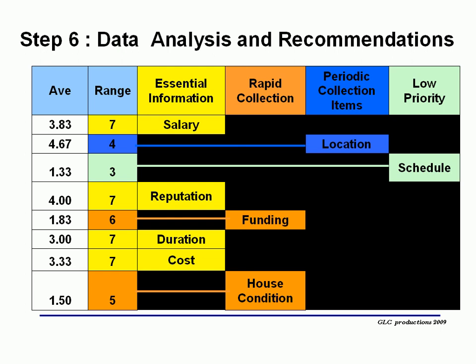The table identifies salary, reputation, duration, and cost as essential information items, funding and house conditions as rapid collection items, and location and schedule as periodic collection and low priority collection items, respectively. Thus, we have identified the core information items that will assist Ms. Estrada in making her upcoming decisions.